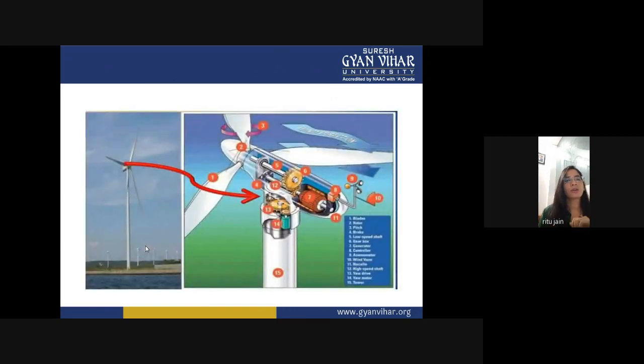Now, this is the layout of your wind power plant that you can see over here. If you get the wind at a particular speed, the blades start to rotate, and when they rotate, they are connected to the generator. When it rotates, the generator also rotates, and it will convert wind energy into electrical energy.